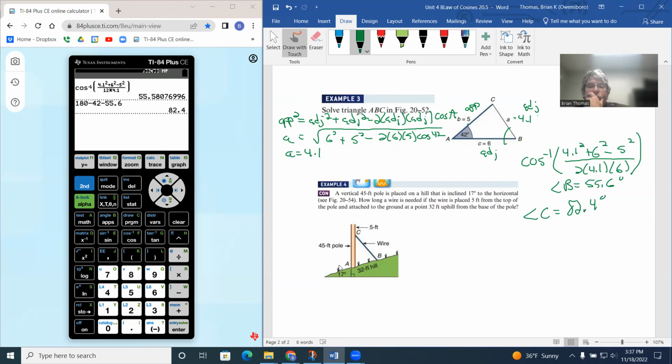So they're given this hill. There's the 17-degree incline here. Here's the pole they're talking about. I may want to redraw this a little bit. So they're saying this is 17 degrees over here. And then they're drawing this pole here. This pole is 45 feet. But notice how we're attaching the wire 5 feet below that. So the distance we need over here is actually going to just be 40 feet.